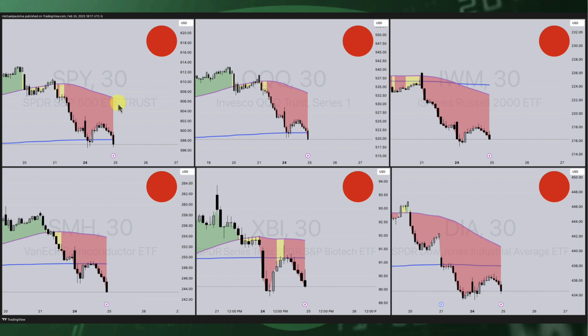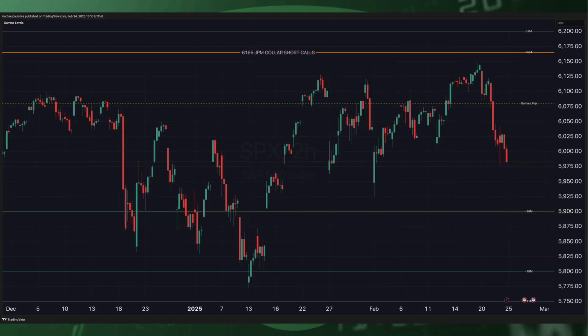So everything's red. So right now, what does this mean? It means that this is a more volatile period, right? One, we're below the flip line, more volatility typically.